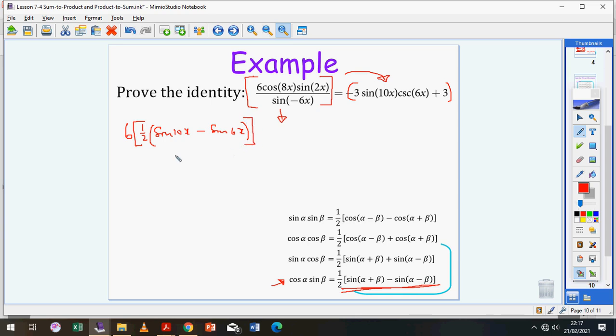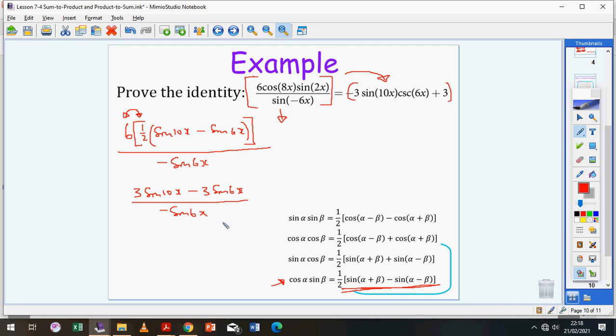In the denominator, I have sine negative 6x. I know this is an odd function, so I can write it as negative sine 6x. Now from here, I can simplify. In the numerator, I have a 6 and a 1/2 that can multiply. When the 3 goes inside, that becomes 3 sine 10x minus 3 sine 6x. And in the denominator, I have just negative sine 6x.